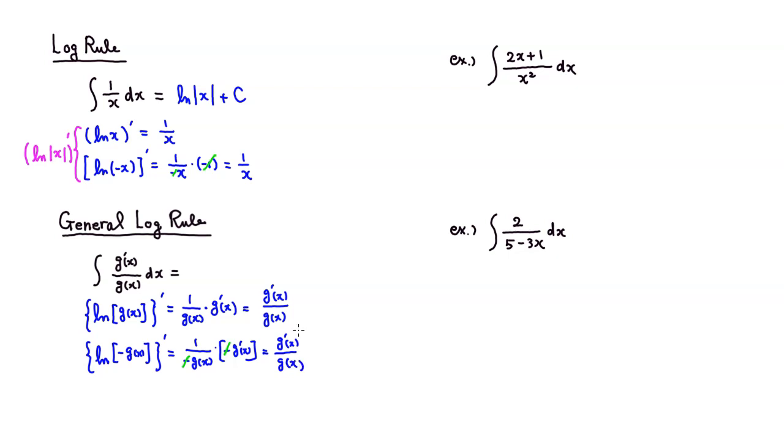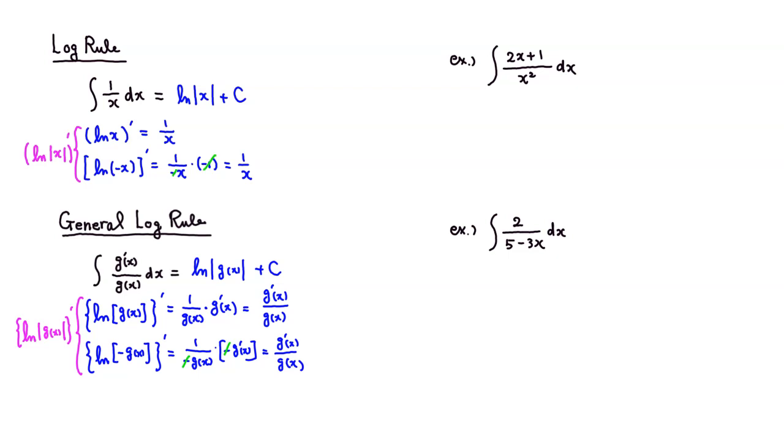Again, we don't want to write two different formulas, so to write it in one shot, you say the natural log of the absolute value of g of x. That way, we don't have to worry about the negative sign. Therefore, the antiderivative is the natural log of the absolute value of g of x, plus some constant c.